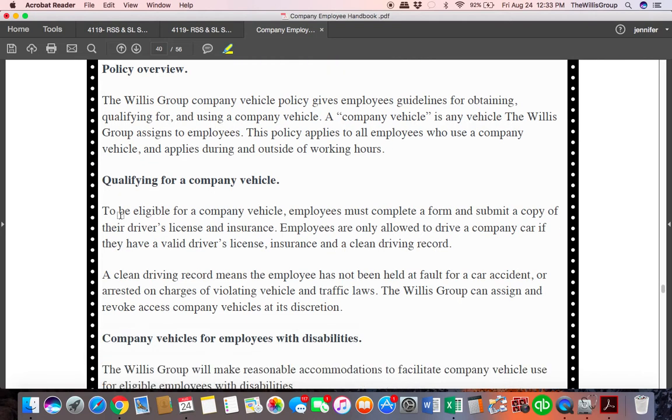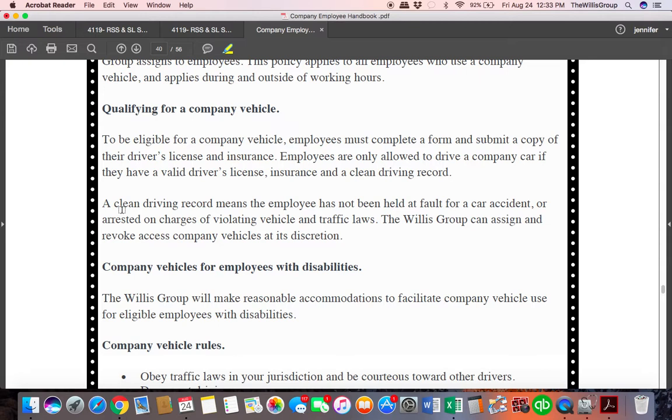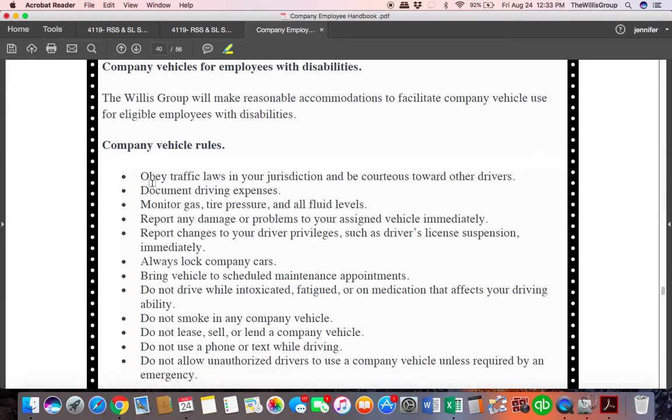So again, the policy on that is here and stated as follows. The company rules are: obey traffic laws, and document your driving expense, meaning you're also documenting when you put gas into the vehicle, as well as your mileage to and from where you have transported a client. You are required to monitor the gas, the tire pressure, and all fluid levels. Report any damage or problems to your assigned vehicle immediately.